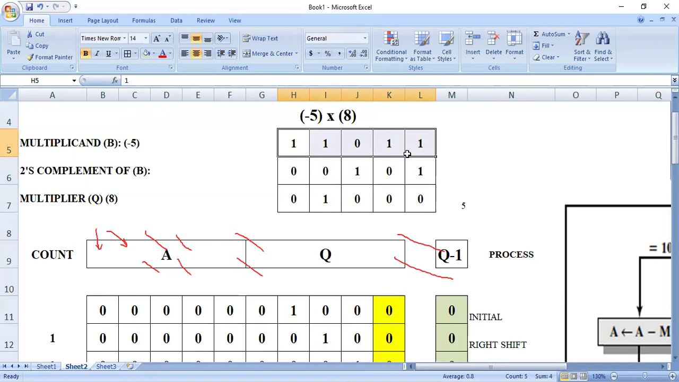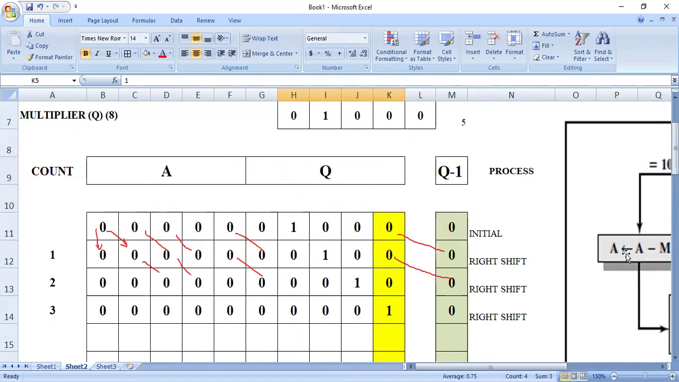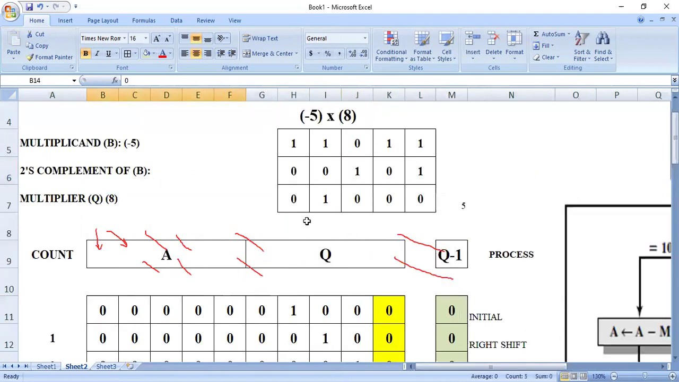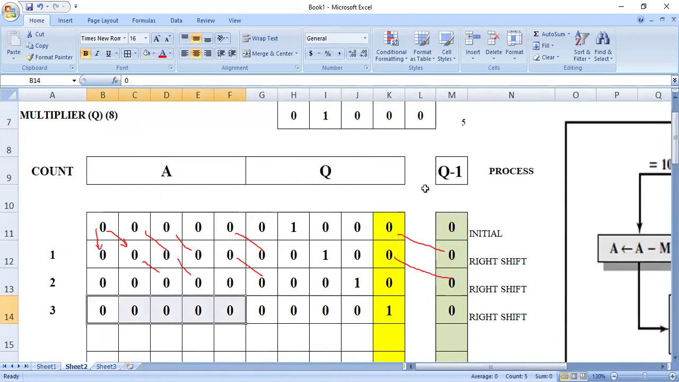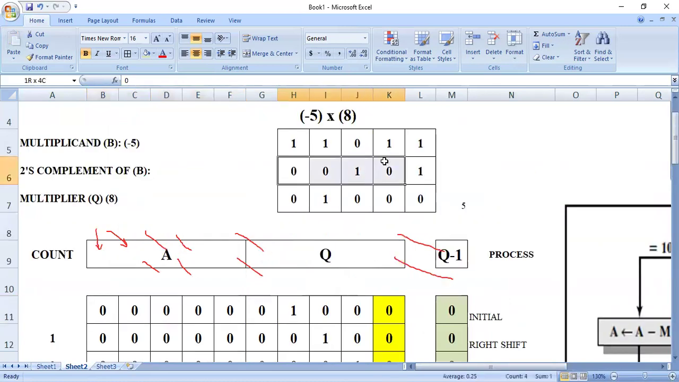So we can even check this value. It's a shortcut method: the LSB 1 will be as it is, and the remaining values will be 1's complemented. That will be the 2's complement. So this is 00101. Now we have to add register A value plus 2's complement of B register. What is the A value? 0000 plus 00101.